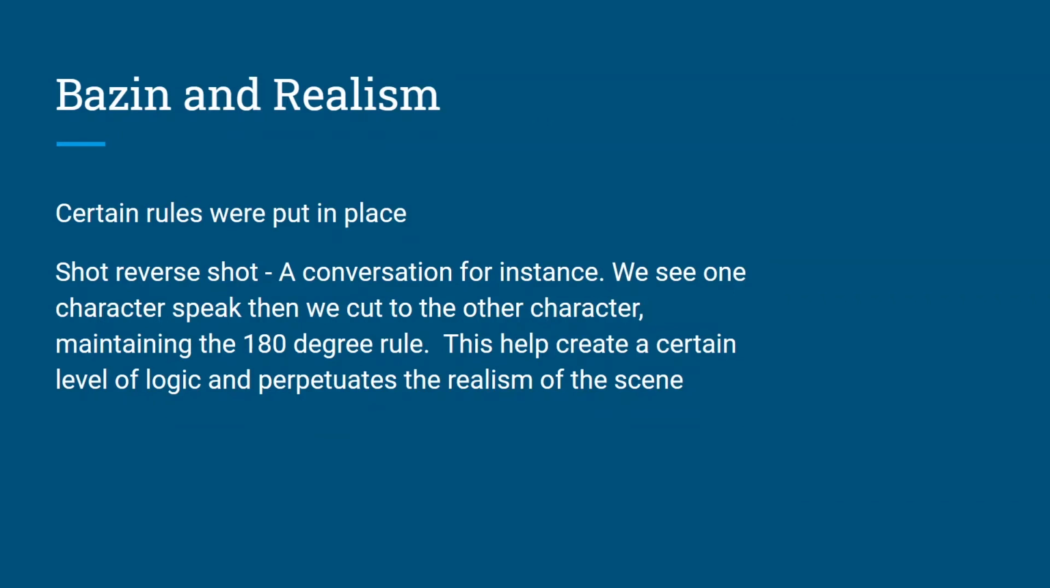So certain rules were also put in place, like a shot reverse shot. In a conversation, for instance, we see one character speak, then we cut to another character to maintain that 180-degree rule, and in a way that helps create the realism of this being an actual world that we're seeing.